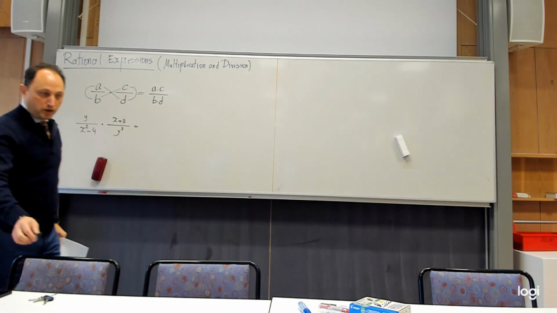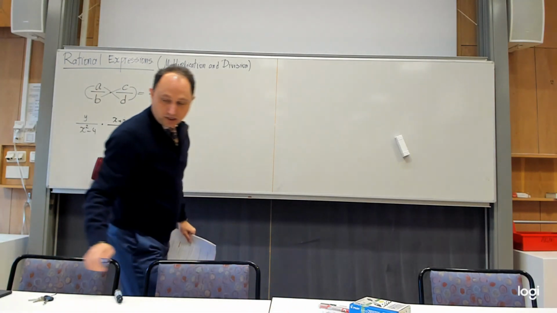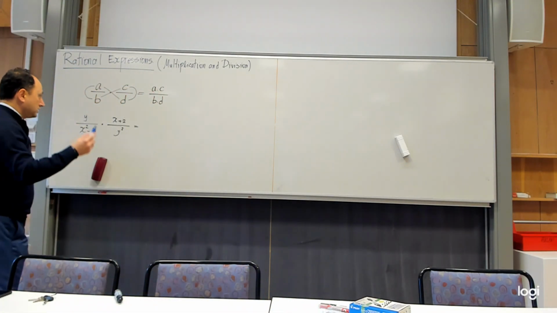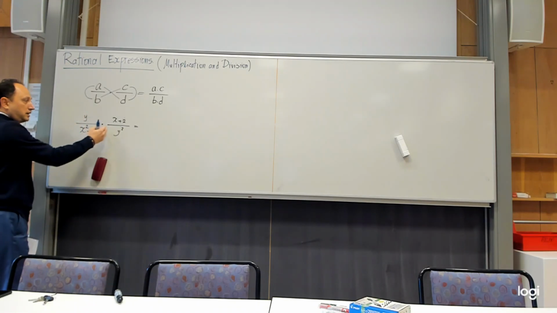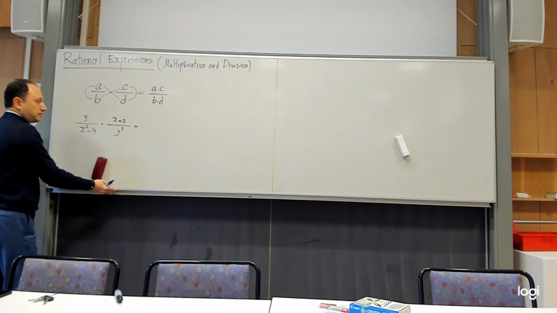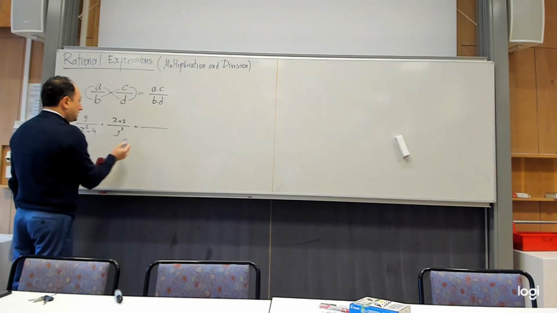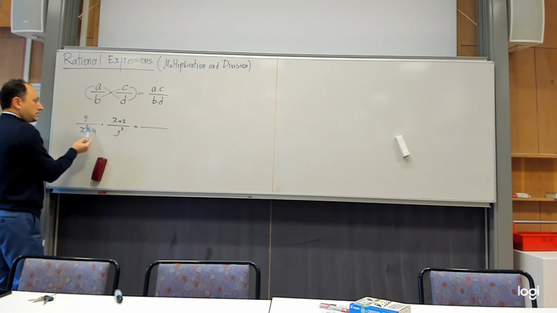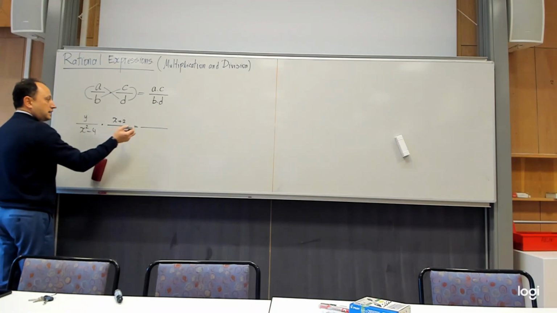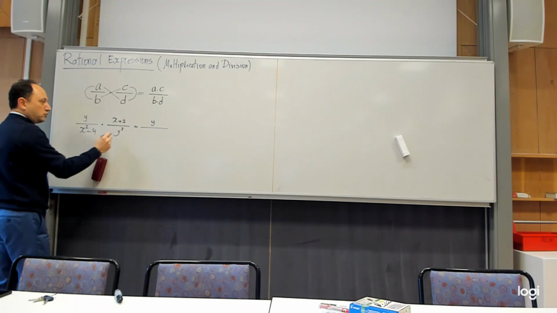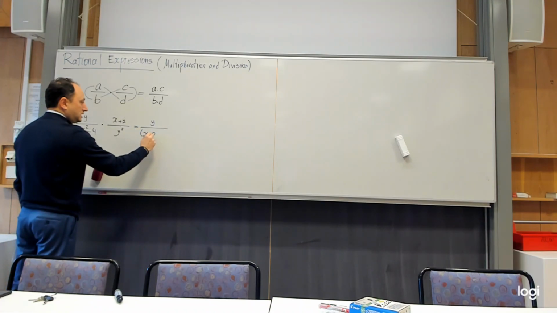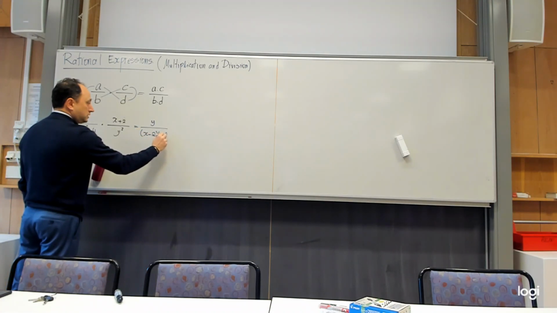So let me change my color. The one that I write in blue would be my solution. So if I want to solve this, I have a rational expression. I have another one, I want to multiply them. So what I do, I try to factorize everything possible. Y cannot be factorized anymore, but x squared minus 4 is a famous pattern. It's x minus 2, x plus 2.